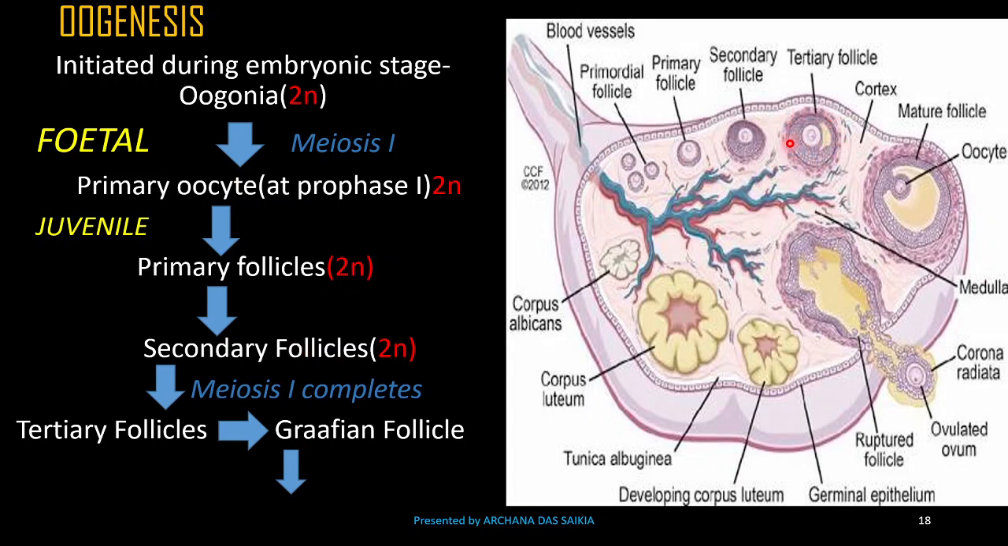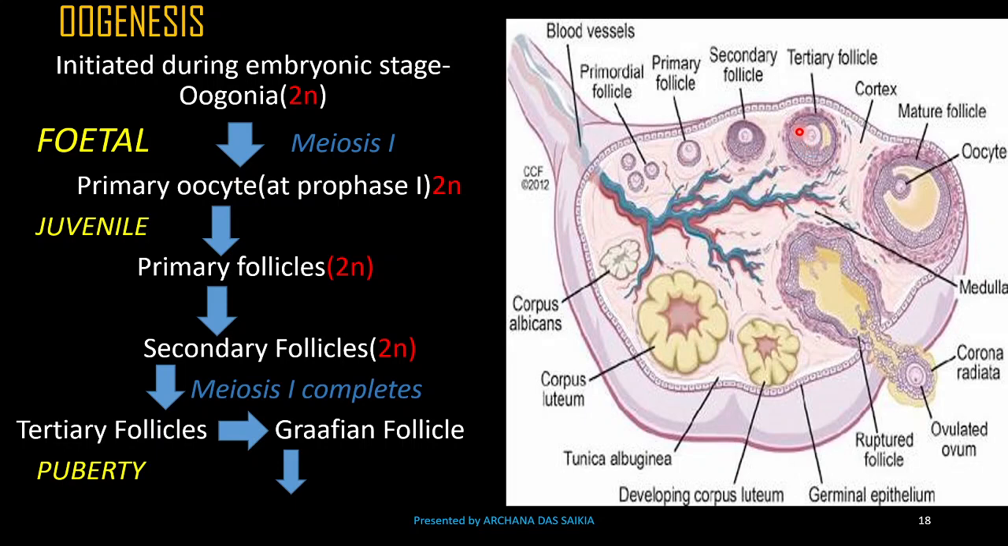You can see here they get covered by layers. This is one single cell. That is known as the tertiary follicle, finally maturing to form the Graafian follicle. Once the Graafian follicle has formed fully, it will move towards the release of the nucleus. The nucleus has 23 chromosomes, and we call it the secondary oocyte.